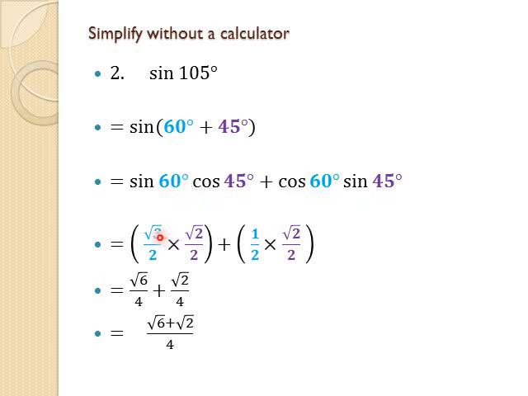Sin 60 is square root 3 over 2, cos 45 is square root 2 over 2, cos 60 is a half, sin 45 is square root 2 over 2. Square root 2 times square root 3 gives me square root 6. 1 times square root 2, square root 2. There, 2 times 2, 4. 2 times 2, 4. Denominators are the same, so I can add the numerators. So that simply becomes square root 6 plus square root 2 over 4.